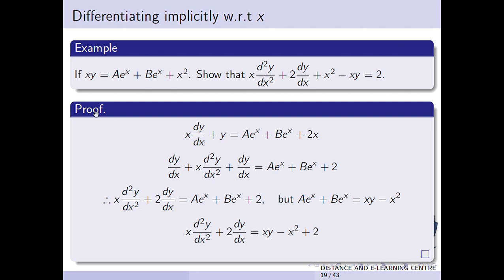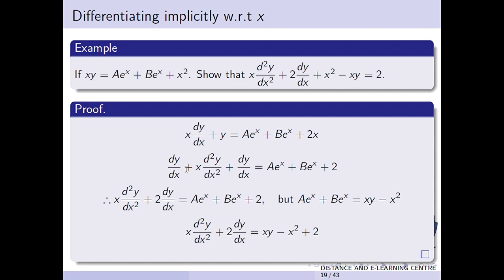In this case, you're going to say proof because you're asked to show. So in the proof, what we're basically going to do is differentiate y twice here, then multiply by x. In this component, you differentiate y with respect to x and multiply by 2. And at the end, we'll see if when we add x squared minus xy, we are going to have 2. So this is what we are going to do here. So differentiating your xy with respect to x will give us this.